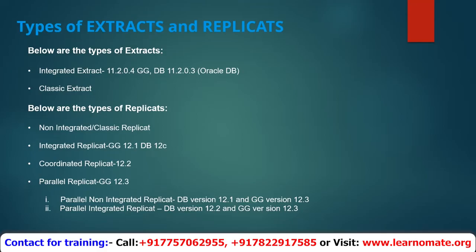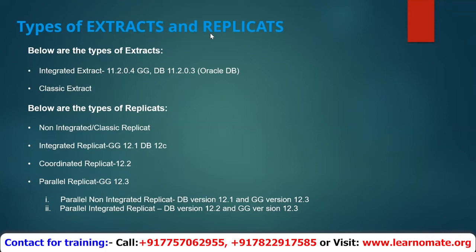You can configure classic extract for that. Now there are different types of replicates: non-integrated or classic replicate; integrated replicate, which was introduced from GoldenGate version 12.1 and database 12c; coordinated replicate, which was introduced in 12.2; and then the parallel replicate is the latest feature, which has been introduced in GoldenGate version 12.3 onwards.